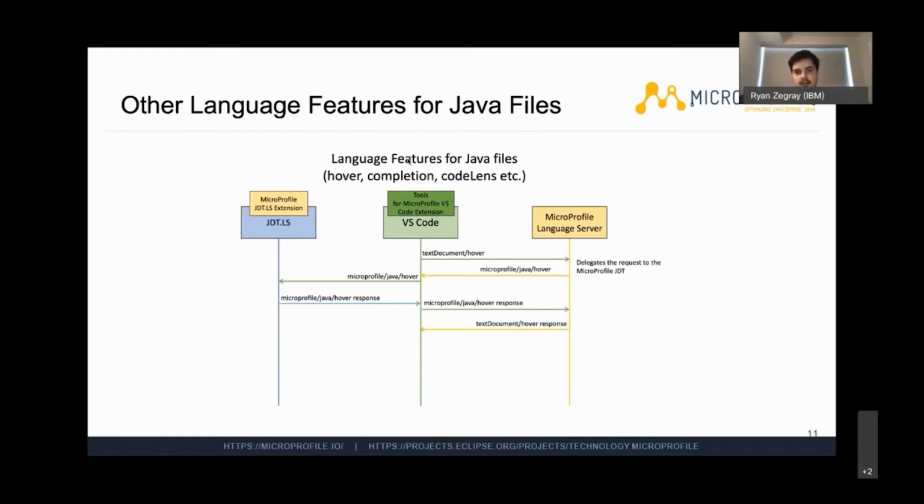The JDT-LS MicroProfile extension will use JDT information to compute any possible data it should display in a hover, and then send that back to the MicroProfile language server, which will then respond to the original text document hover request with the hover information to display.